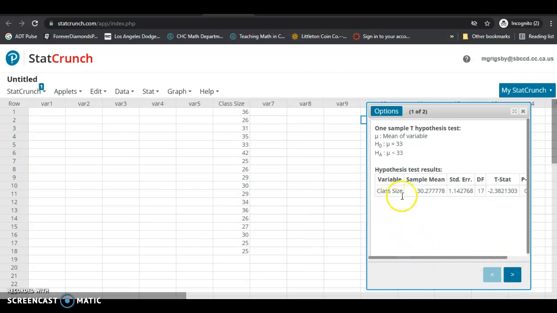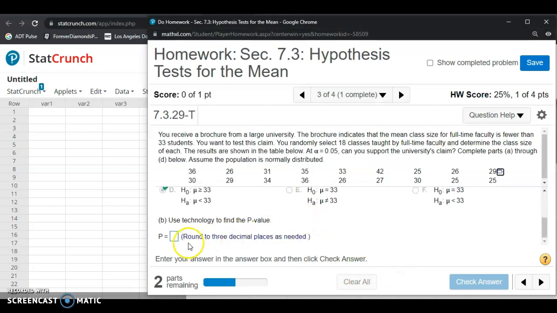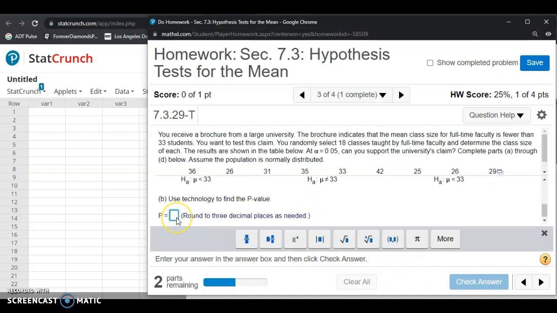The variable is class size. This was the sample mean, so the mean class size is about 30 students. The standard deviation from the sample is about 1.14. There were 17 degrees of freedom, the sample size minus 1, since there were 18 data values in our sample. This is our test statistic. What we're looking for is the p-value, 0.0146. We're going to round it to 3 decimal places, so the 4 there gets rounded up to a 5. To 3 decimal places, 0.015 would be the p-value.